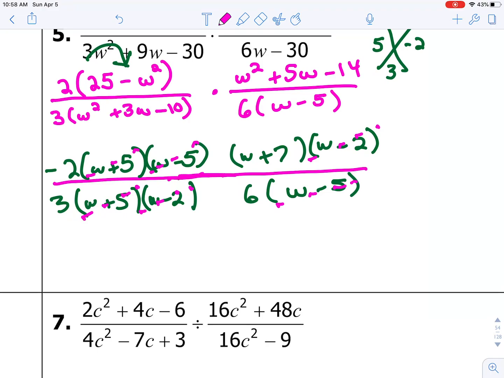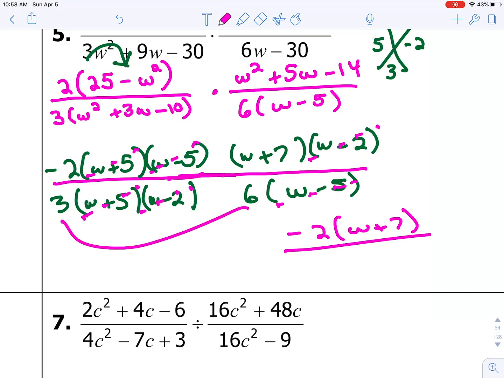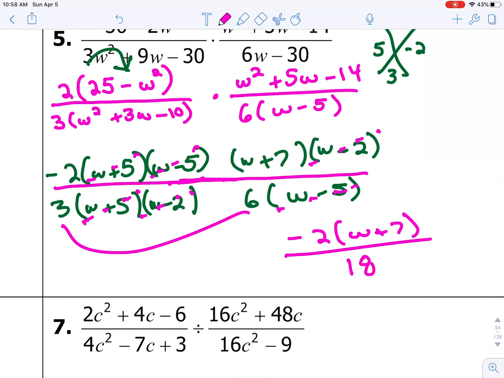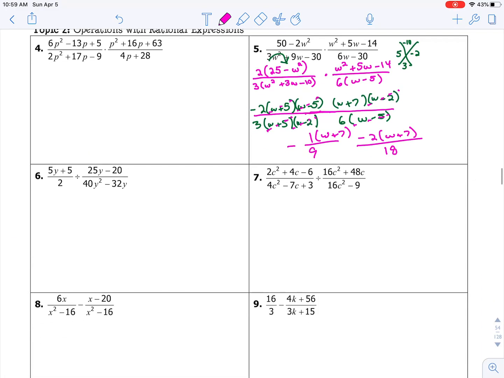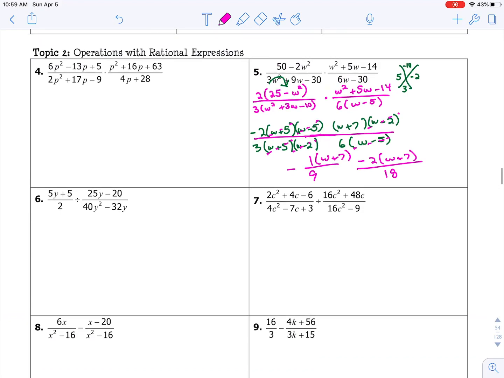And now we only need to rewrite what is left over, which is negative 2 times w plus 7 over, well, whatever's left. What's left? 3 times 6 is the only thing that's left over. And that gets you most of the credit. You just need to reduce negative 2/18 to negative 1/9, and then have w plus 7 as the numerator, and you are finished.